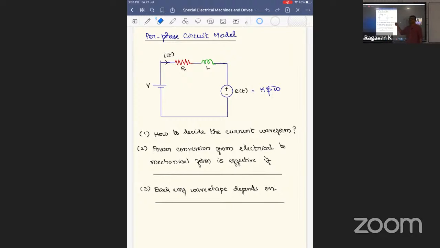Since we are saying that whatever current we inject has to be decided based on the nature of the back EMF, now we have to go to back EMF. How is the back EMF decided? Back EMF is based on the machine design: how the conductors are distributed, what the pole shape is, and all that. So the back EMF wave shape depends on the machine design.